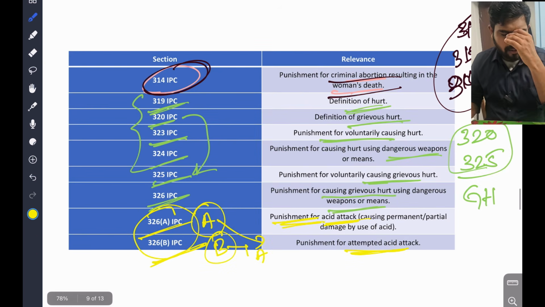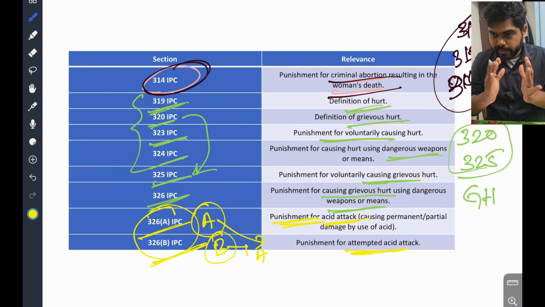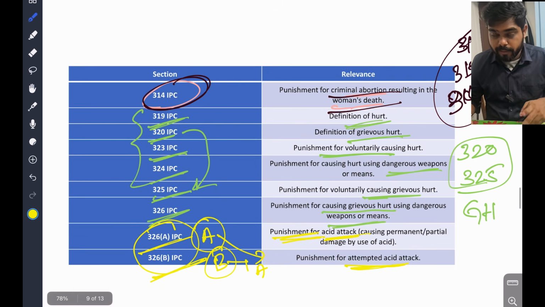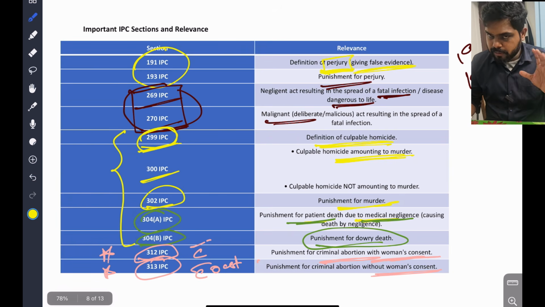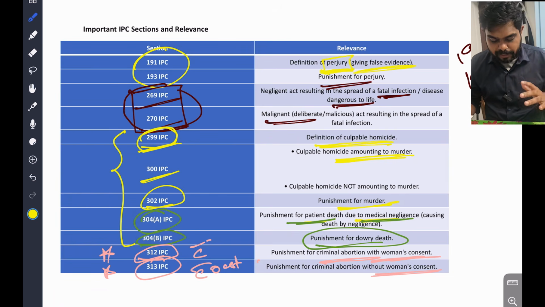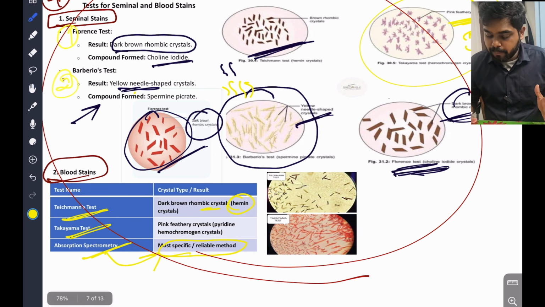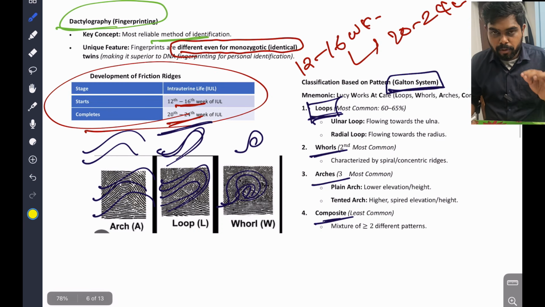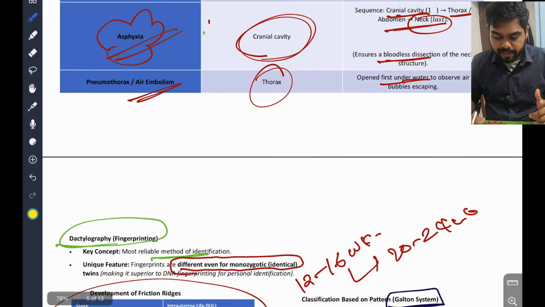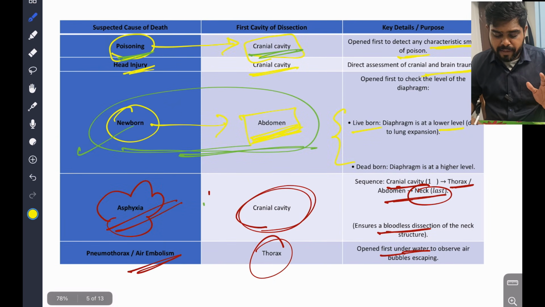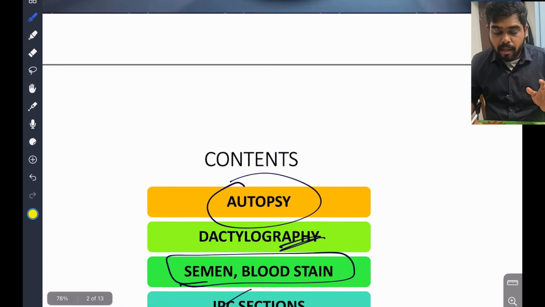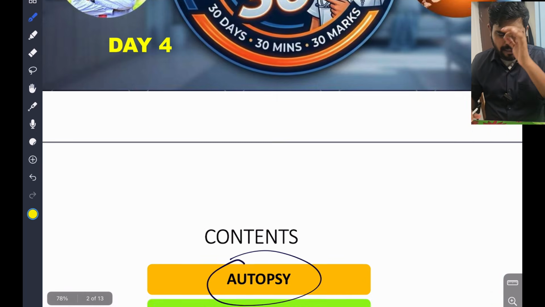Okay. And for the IPC sections, please stick them on your wall and study section-wise. Sections 312, 313 and 314 relate to abortion, and hurt, grievous hurt, acid attack, and perjury. Homicide, attempt to murder and murder are all important, and dowry death is important, and medical negligence is important. This is a very important area. Tests for seminal stains and blood stains are very important, and dactylography is also important. I will add something in the coming days, and autopsy is also very important. Today whatever we discussed is very simple, but these are highly important questions that can definitely come from this video.